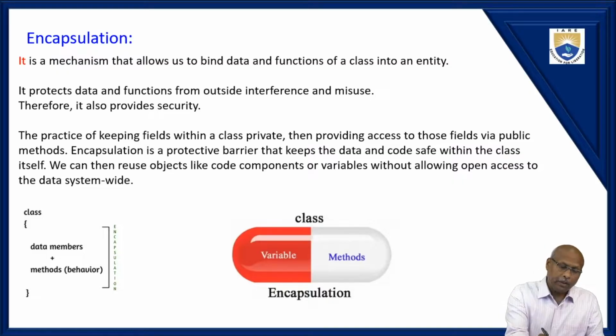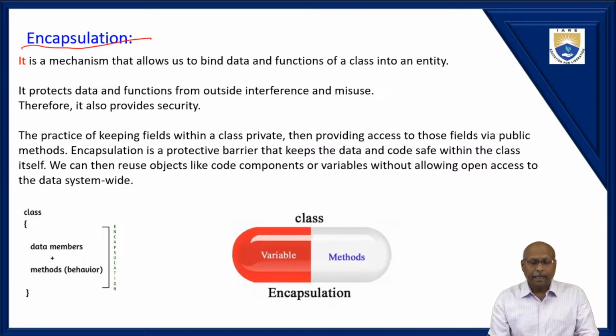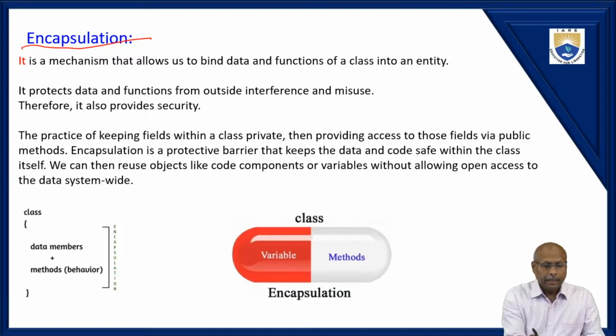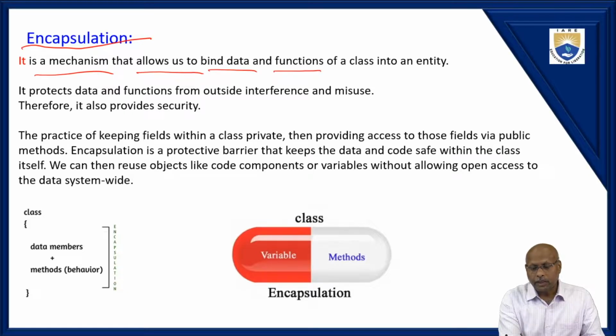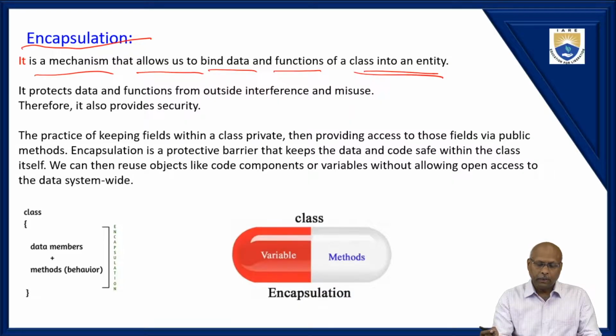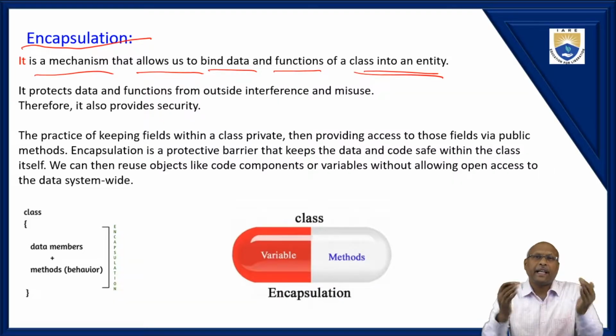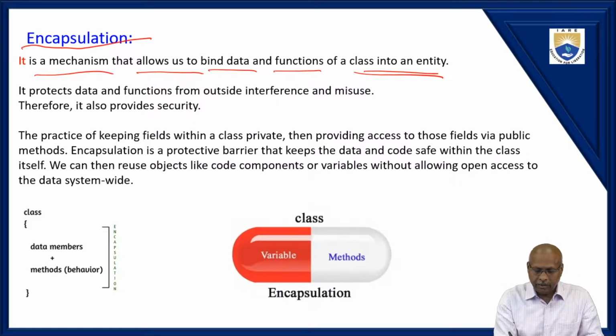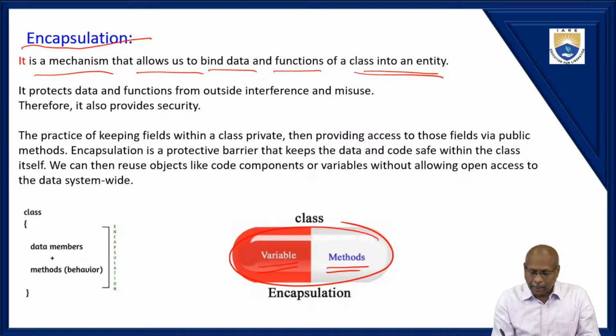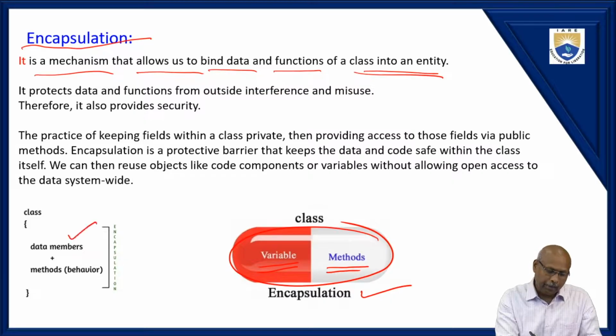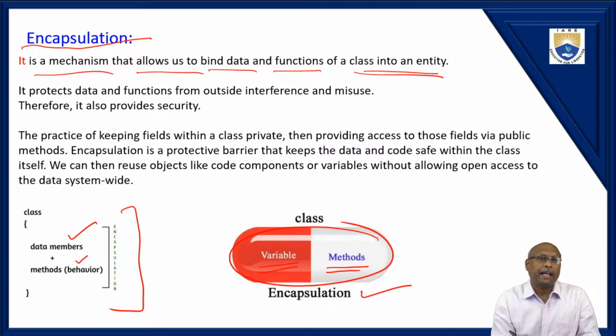Then we'll go for one more important concept called encapsulation. Encapsulation is also one of the important features of OOPS. It is a mechanism which allows us to hold or bind the data and functions together into an entity. So when you are keeping both method and data attributes together, that is called the encapsulation mechanism. So in a class, you will have a set of variables as well as a set of methods. You have to keep them together. When you are writing the class, you write the data members as well as the methods together in a single place, and that concept is called encapsulation.